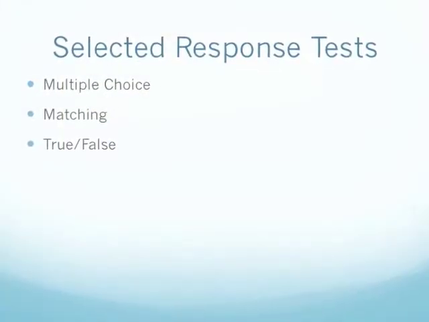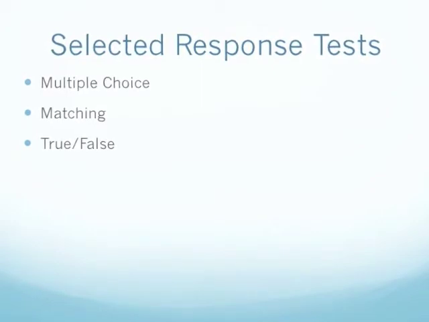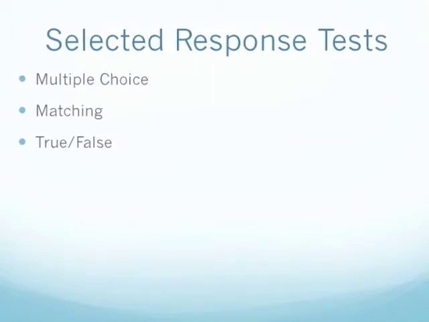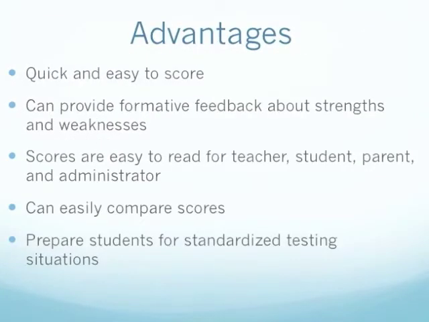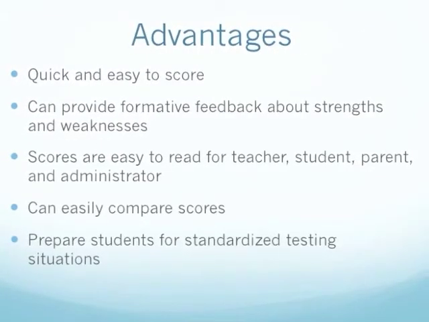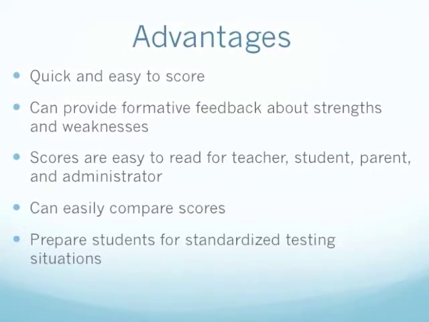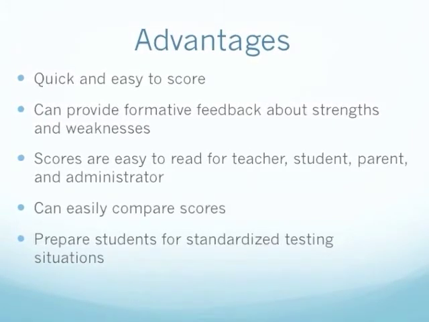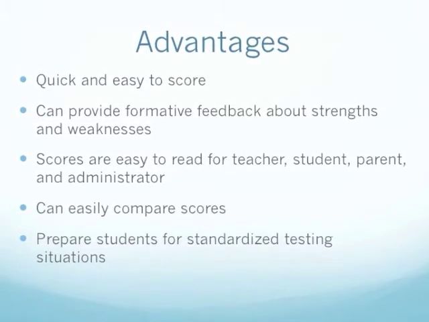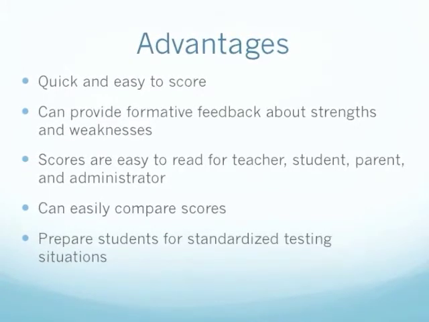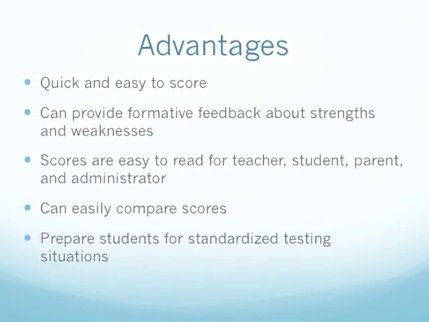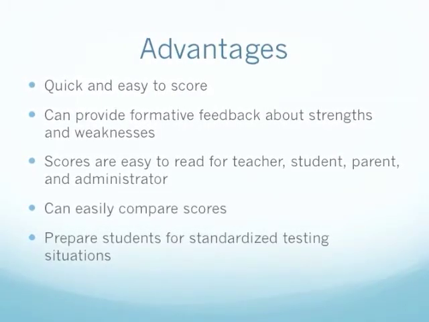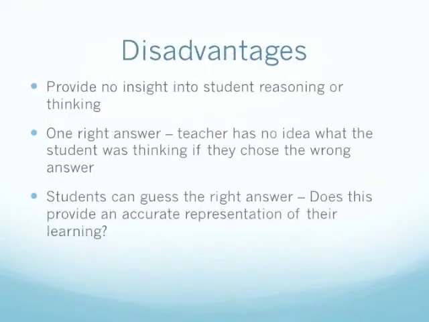Okay, we're going to jump right in now and talk about specific types of selected response tests. We're going to talk about 3 different types: multiple choice tests, matching, and true and false. Some advantages in using selected response tests is that they're quick and easy. If you just want to find out some basic information that your students can recall, this is absolutely the way to go. It's easy for you to score them, it's easy for students to take them, they're quick, you can compare scores easily, and you know that students are going to come across these in the form of standardized testing.